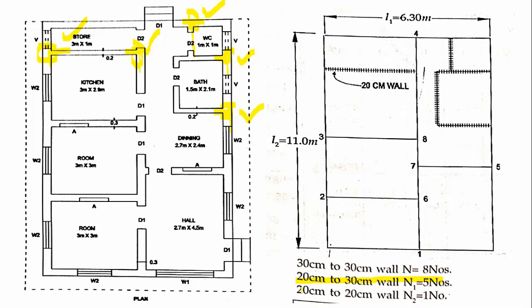Next we will calculate 20 to 20 centimeter walls. This is a 20 centimeter wall, this is a 20 centimeter wall. Corner we have, we don't have any junction. Here also corner we have, we don't have any junction. This is 20 centimeter, this is 20 centimeter, so here you will get one junction. This junction we have already considered. Therefore 20 to 20 we have one number. So we got the junctions now: 8, 5 and 1.